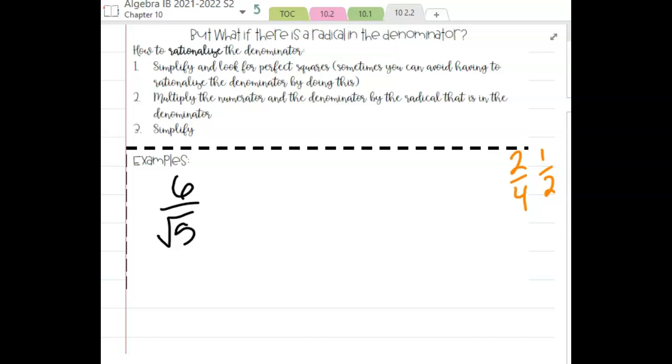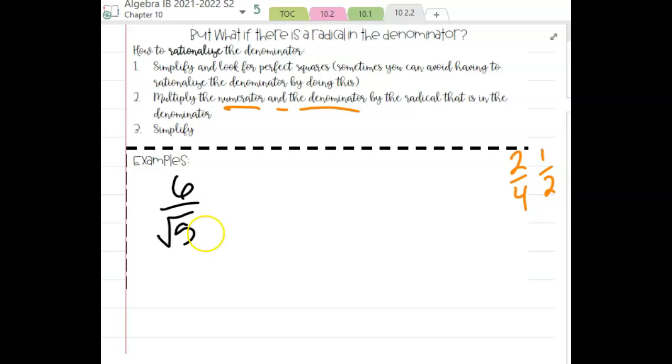So for example here, the 6 is outside and the 5 is inside. If they had something in common, which they don't, you wouldn't be able to simplify them anyway, because one's outside and one is inside. But if you can, sometimes that makes your job a little easier. Now, I can't do any simplifying, so here's how you're actually going to rationalize the denominator. You're going to multiply the numerator and the denominator by the radical that's in the denominator. So the radical that's in the denominator is the square root of 5.